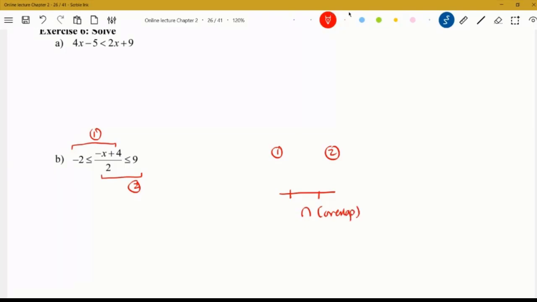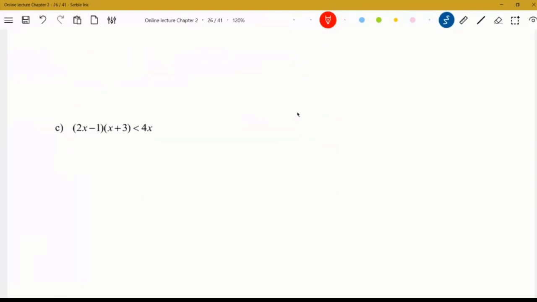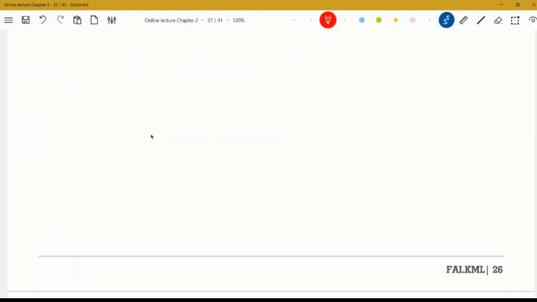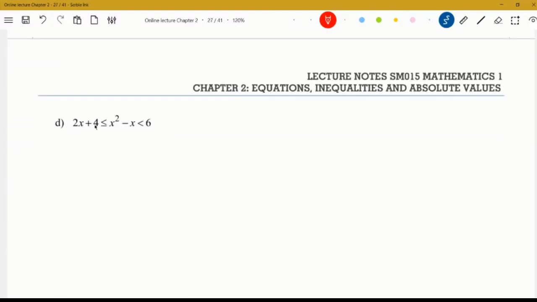Okay. Sama juga dengan soalan ini. C tak ada masalah, ini kuadratik D. So sama juga, ini pecah. First case, second case. So first case settlekan sampai dapat jawapan dia. Second case pecah sampai dapat jawapan dia. And then kamu akan combine balik menggunakan number line, menggunakan intersection ataupun overlap region.